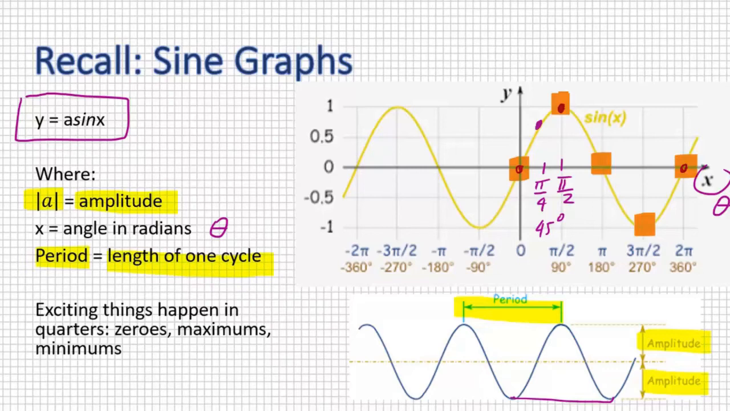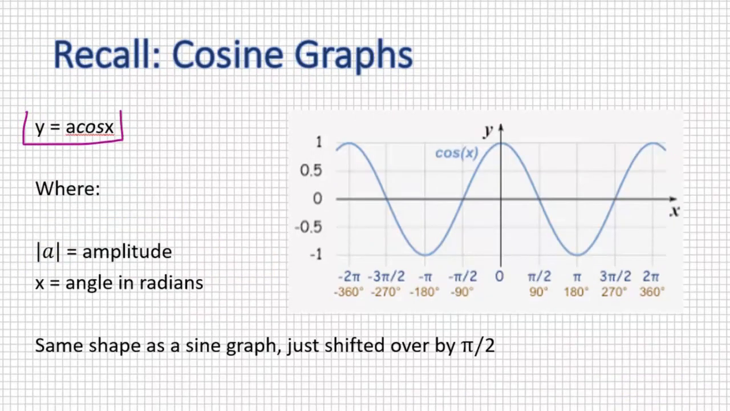Let's look at cosine. Again, we looked at graphs of y is equal to a times the cosine of x. And as for sine, the absolute value of a we called the amplitude, and we graphed the angle in radians on the x-axis, sometimes writing x on the x-axis or just writing theta. Cosine is similar to sine. It's really just shifted to the left by pi over 2.